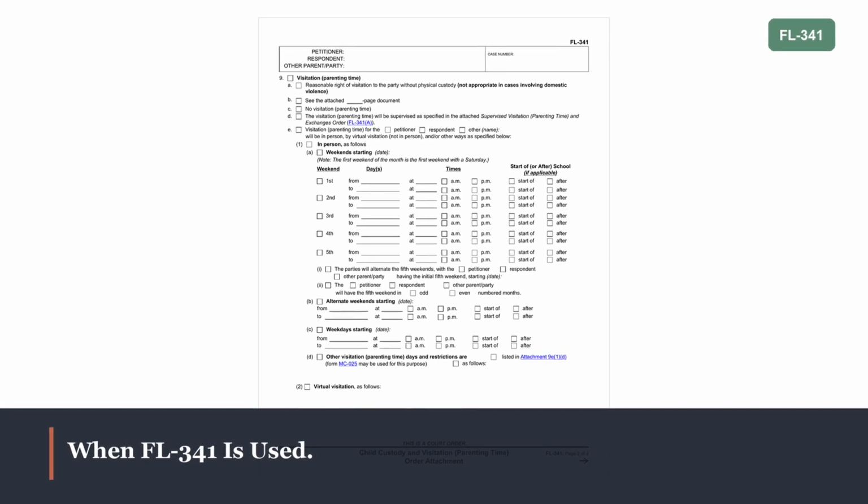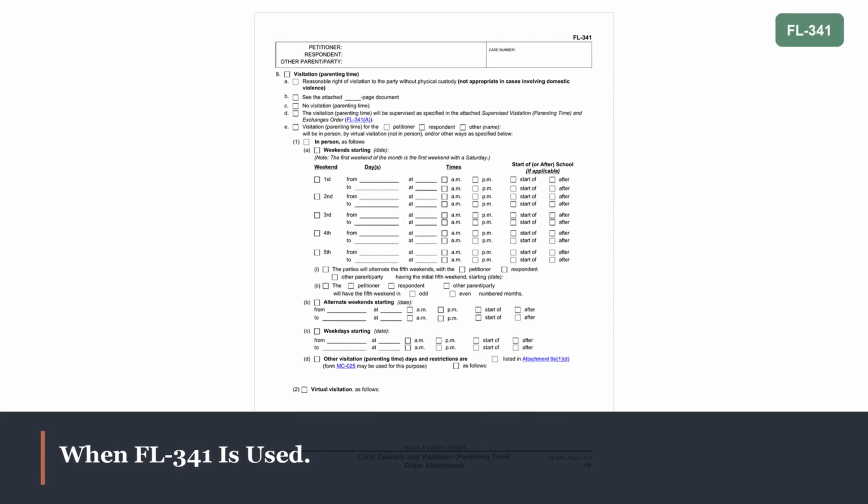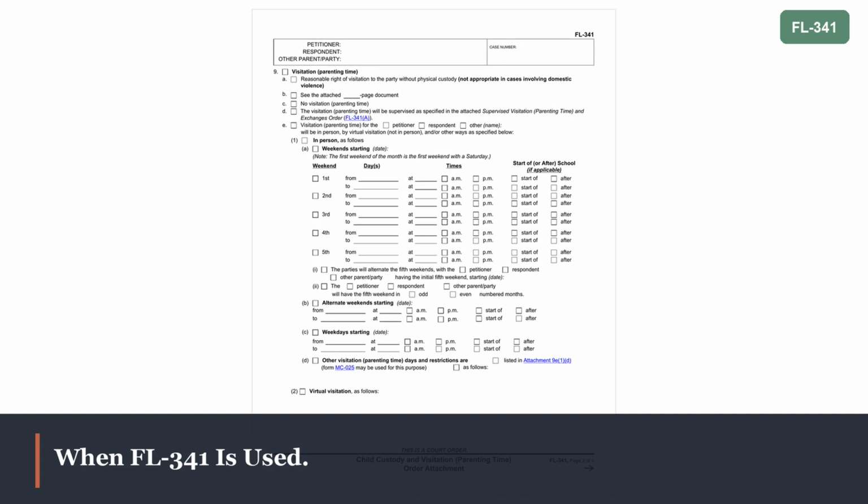When FL-341 is used: FL-341 is attached to whichever form finalizes the custody decision in your case, FL-180, Judgment, and FL-340, Findings and Order after hearing. If your case does not involve custody or parenting time, you won't need FL-341 at all, and FL-341 isn't limited to contested cases decided by a judge. It's just as commonly used to formalize terms both parents have already agreed to.